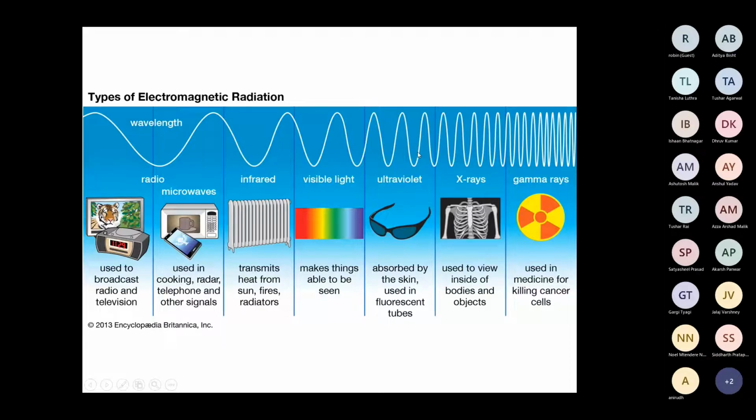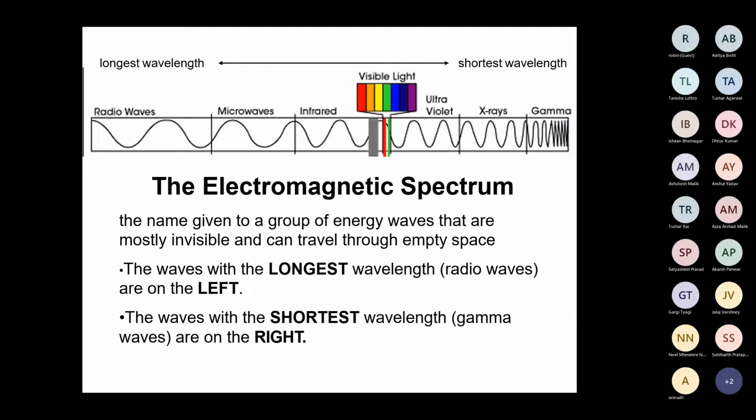And gamma rays are used in medicine for killing cancer cells. These are very dangerous rays, and these wavelengths are only used for treatment purposes. It's very risky for human beings. X-rays are also risky, as you have sometimes heard. When we go for an X-ray, the doctor suggests it only rarely, right? Because it's also harmful for human beings. Here, from the longest wavelength to the shortest wavelength.